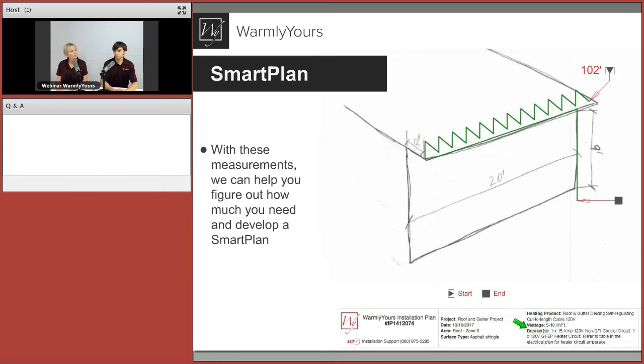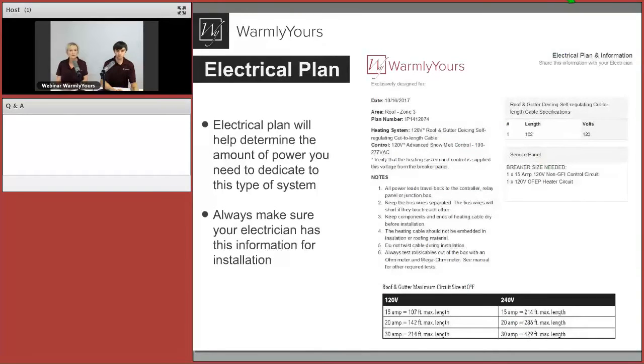If this were a constant wattage, it's not as complicated because it's more of a plug-in product. But with self-regulating, you do need to understand the actual load. And then we will size the breaker for you. And then we'll give you a general idea of the watts it's going to be drawing, or the amperage as well, on an electrical plan that we also provide. So let's take a look at that. Each plan has how it gets designed on the roof, but it also talks about the electrical consumption as well.